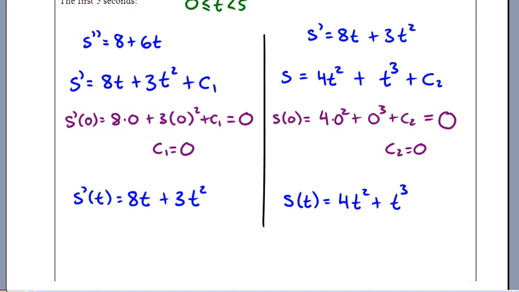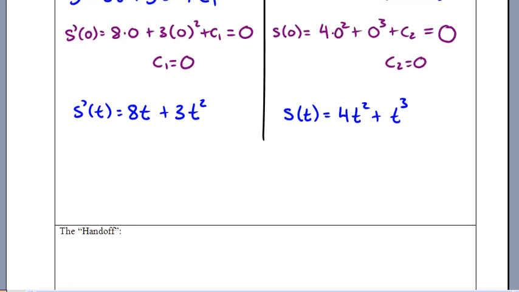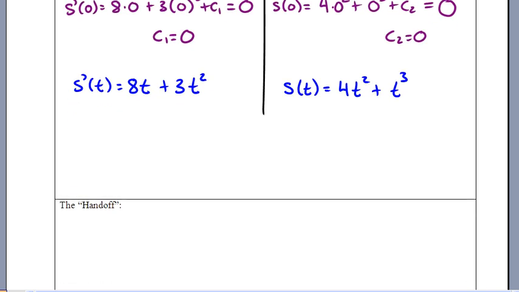Now, let's look at the handoff. That's what I'm going to call it. What about that moment right at the end of the first stage firing? Let's go right to this limit at t is equal to 5, right to the end of this story for the acceleration being 8 plus 6t. I'm going to find out, just as a limit, what is the velocity at time 5.